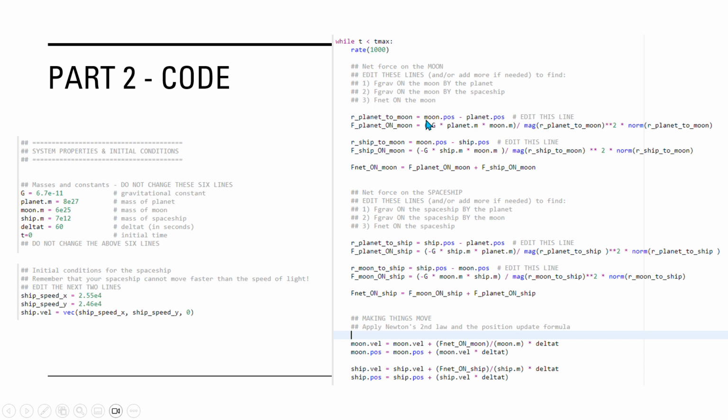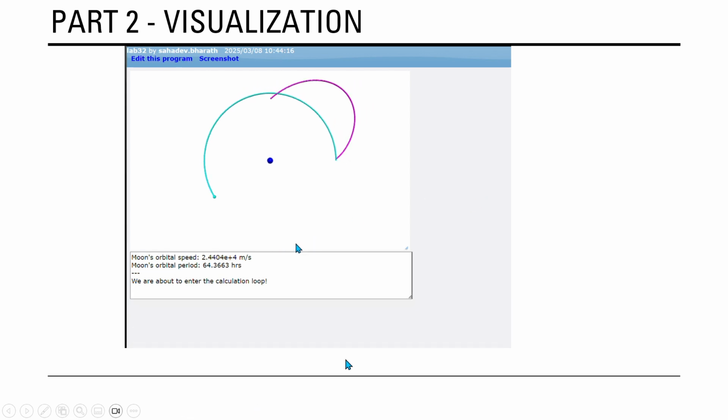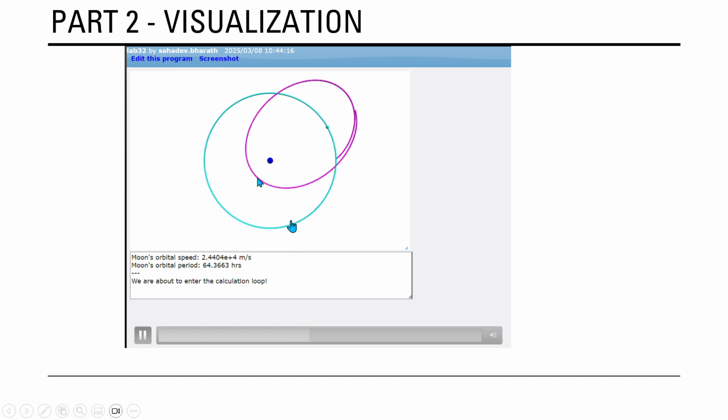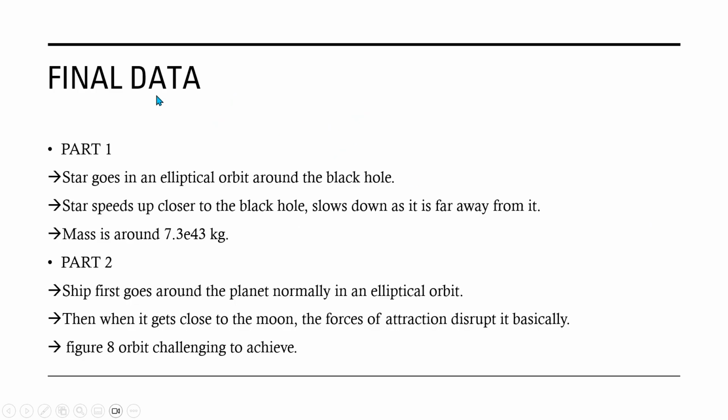So we had F planet on moon, F ship on moon, F net total, which is the sum of them. Then the same thing for the planet on ship, moon on ship, and then the sum. And then these were the Newton's second law position update formula and velocity update formula. So now we have the visualization here. As you can see, the blue is our perfect orbit, and the purple is our moon, basically. And as you can see, it's in a perfect orbit, and we have our orbital speed and orbital period down there. So now let's look at our data.